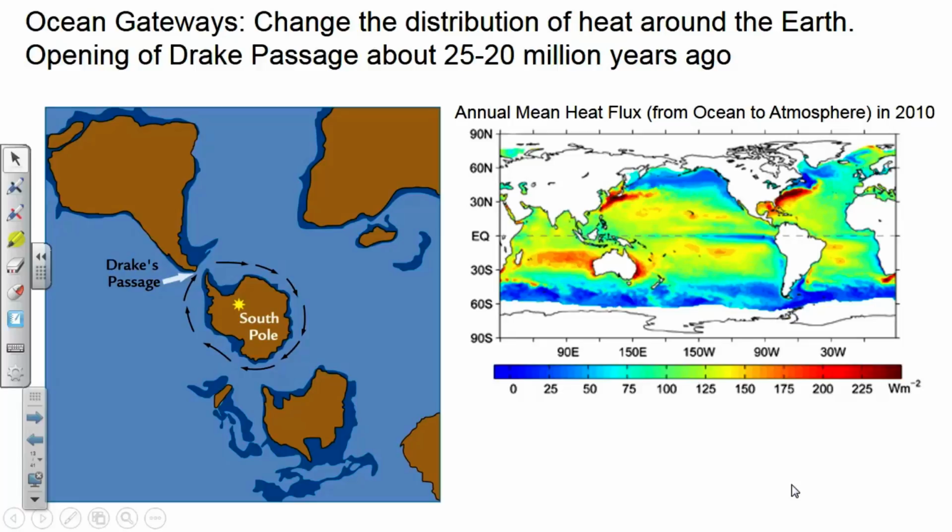This is called the Antarctic Circumpolar Current. It's one of the largest ocean currents. It is, in fact, the largest ocean current in the world. It's approximately 20 times, I think, the strength of the Gulf Stream. So it's quite a big current.